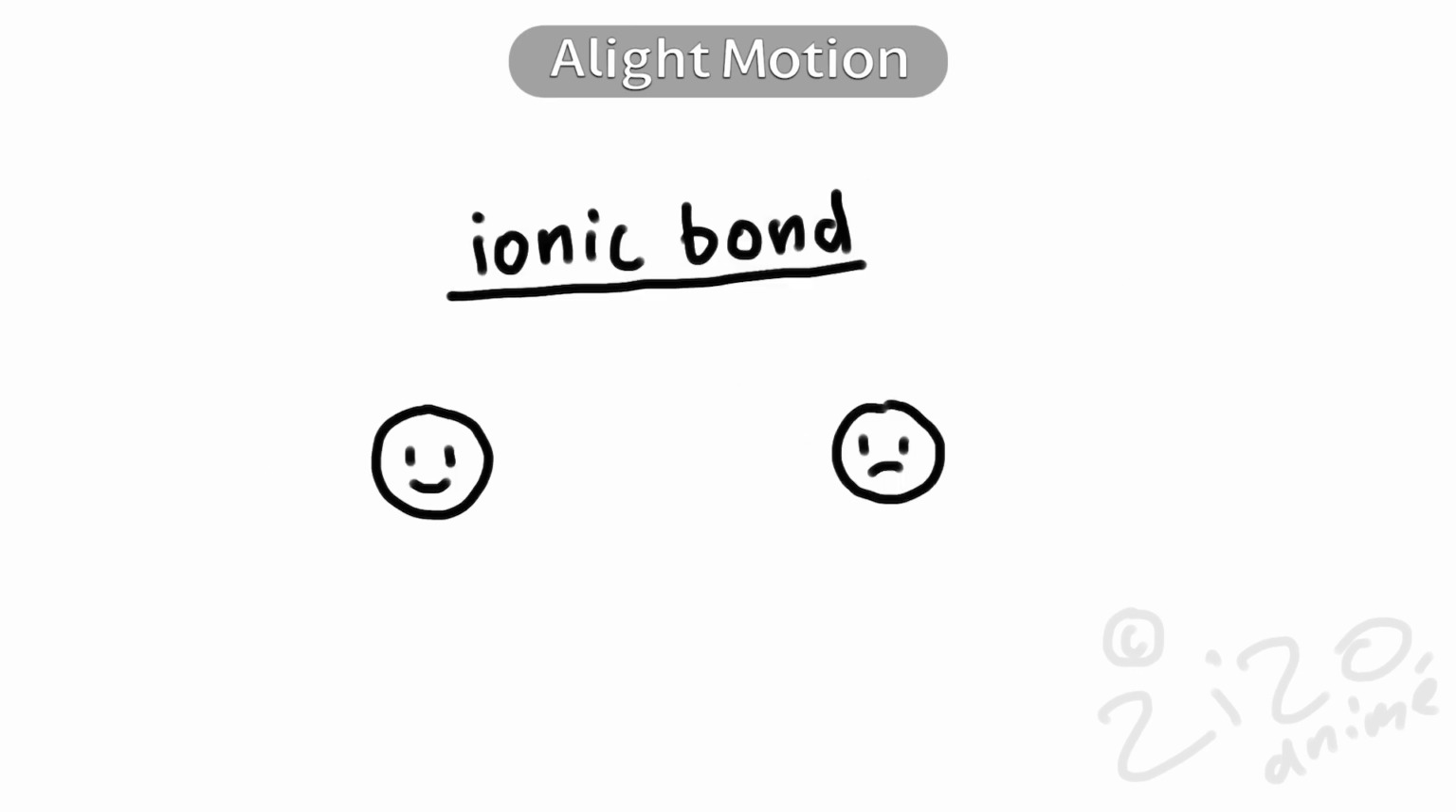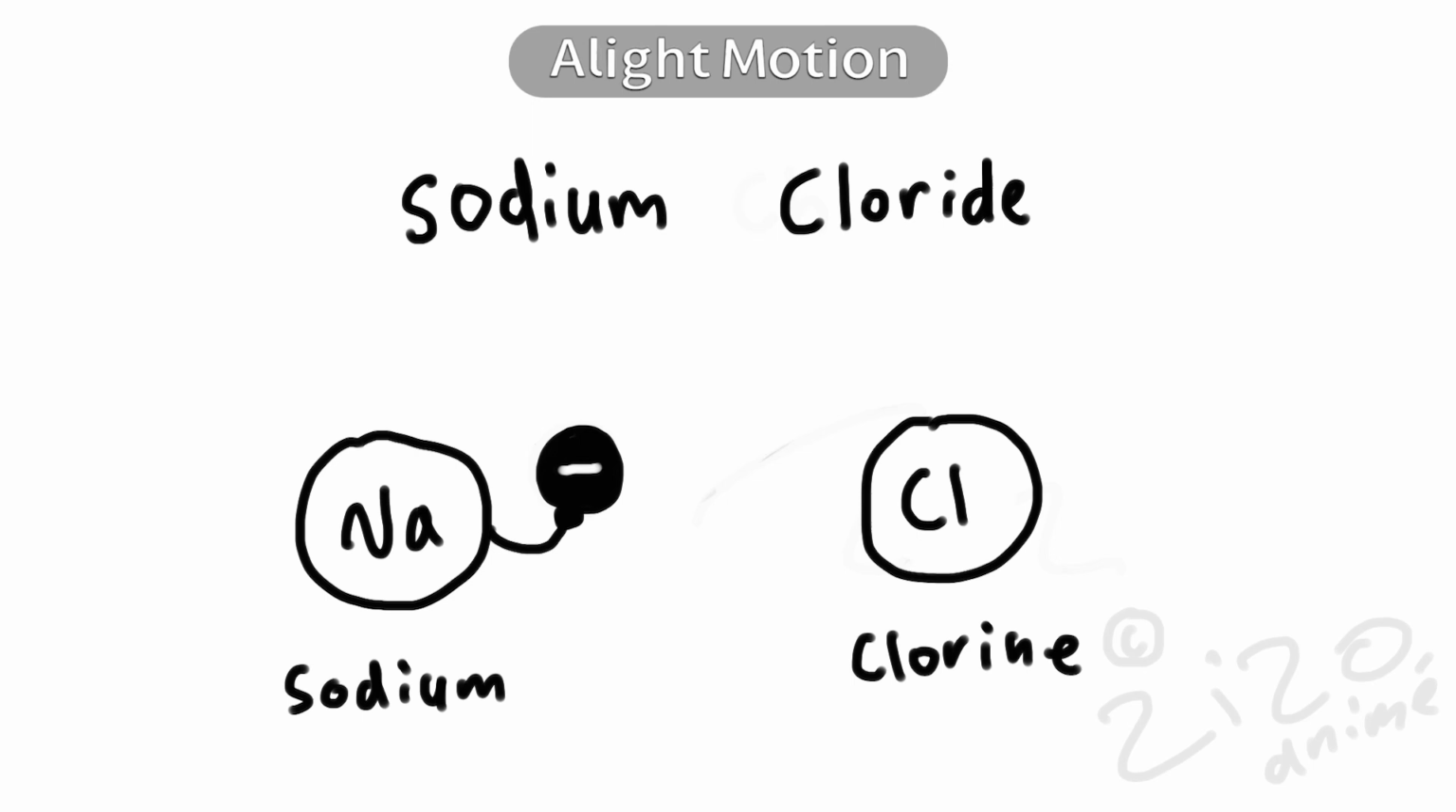An ionic bond is formed when an atom gives up one or more electrons to another atom. For example, in sodium chloride, sodium gives up one electron to chlorine.